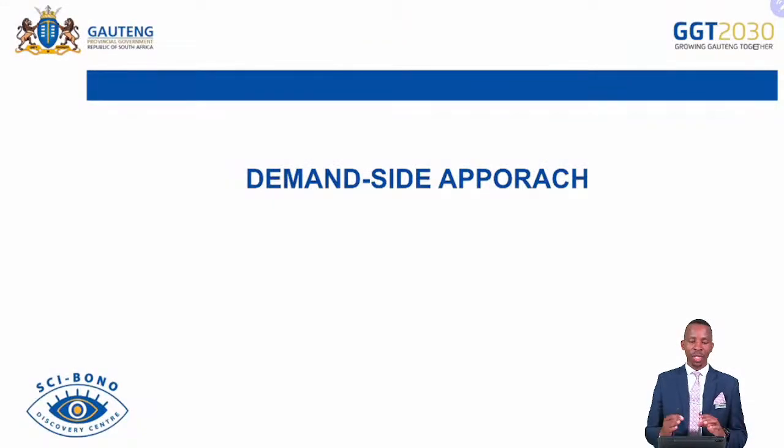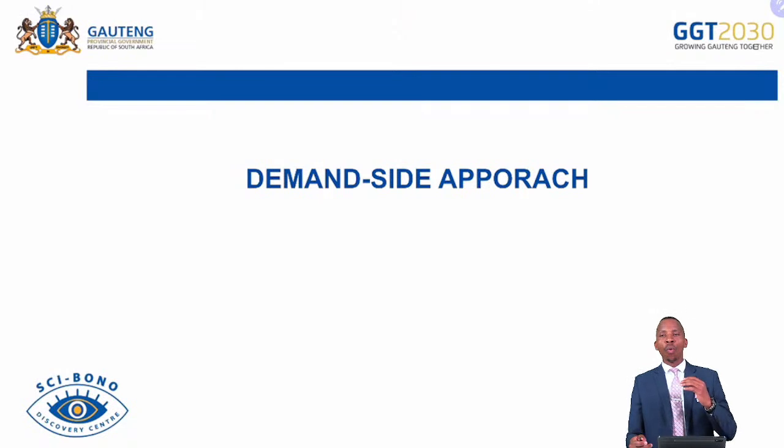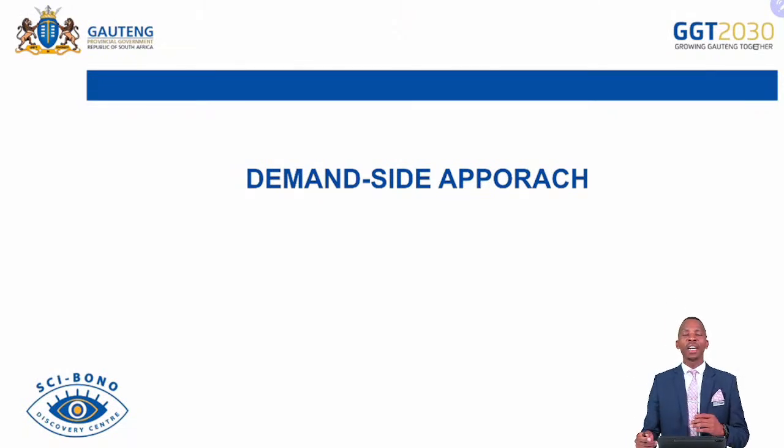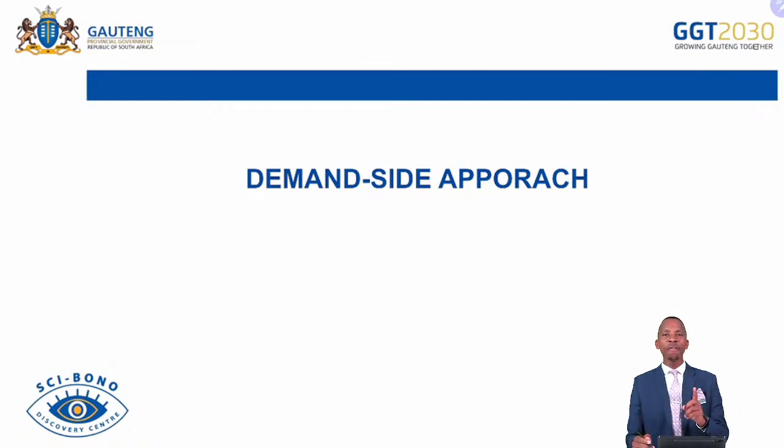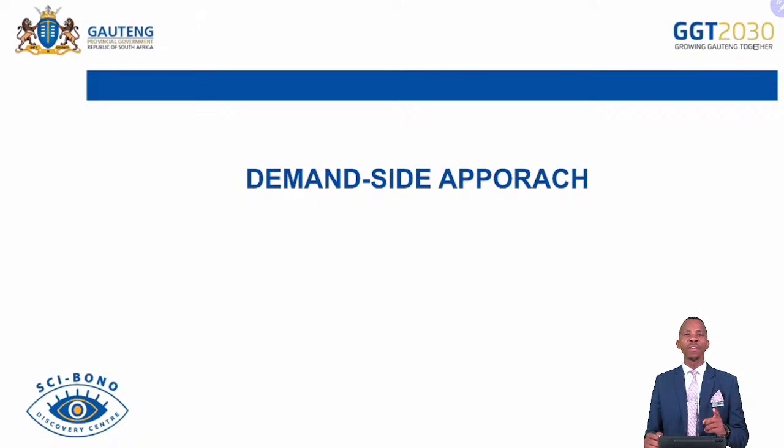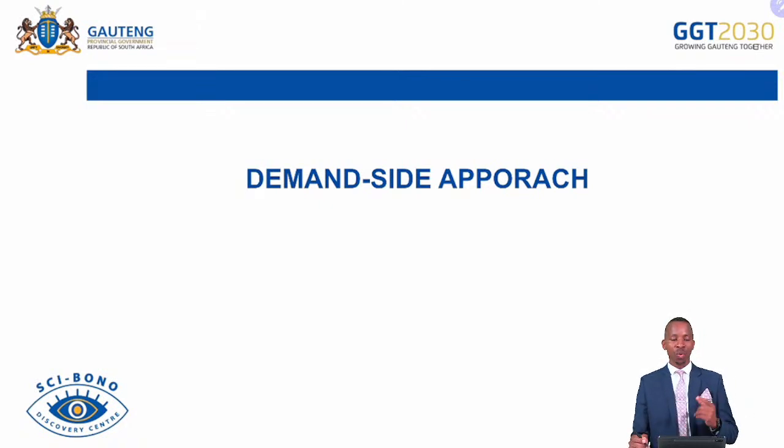So this is the demand side approach. In this case, we look at what can be done to ensure that the demand is improving, or the aggregate demand is improving, so that it can inform economic growth. Remember that whenever people are demanding more goods and services in the economy, that will automatically lead to economic growth. Because we start here.